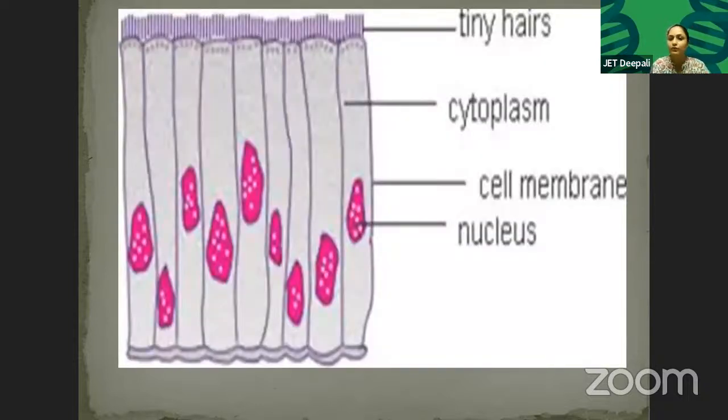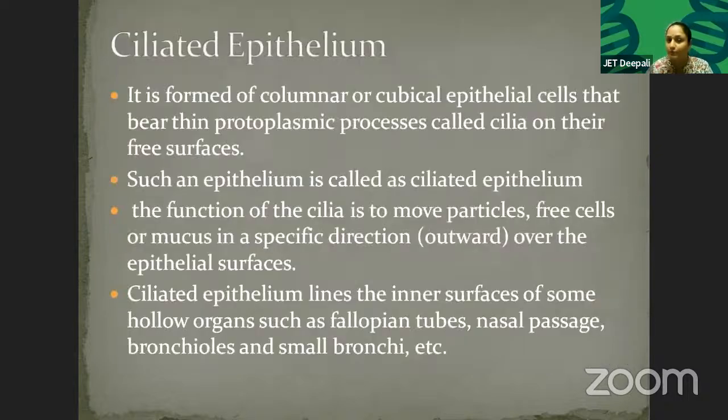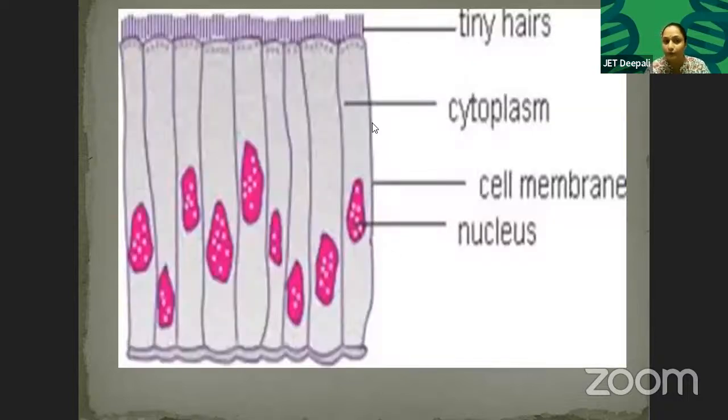This is the example of columnar ciliated epithelium. Now I said that they can be columnar or they can be cuboidal. So this is the diagram of columnar ciliated. You see here tiny hairs, cytoplasm, cell membrane, and nucleus. Why is the nucleus at the base, the bottom part? I have told you in the previous slide that cuboidal and columnar epithelial cells have the nucleus at the bottom.